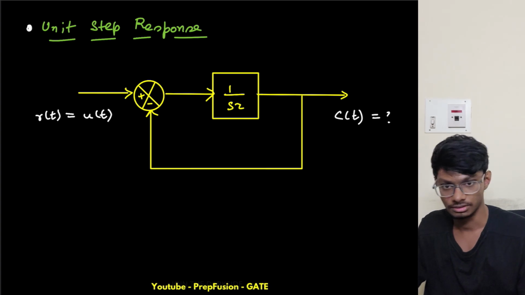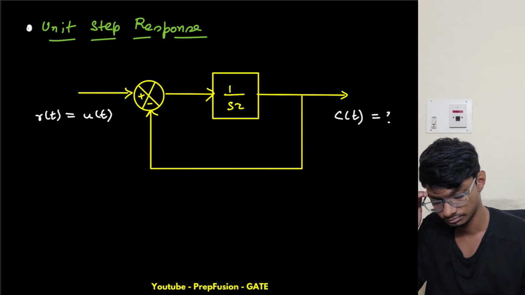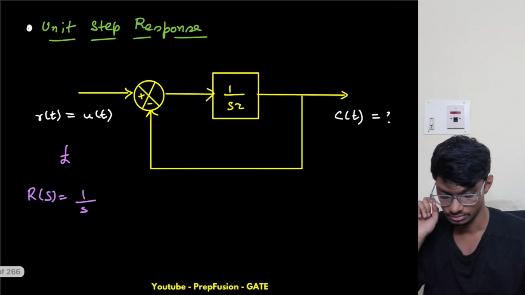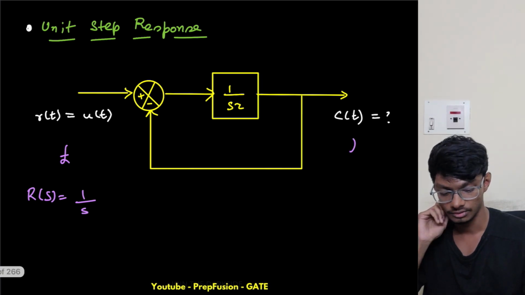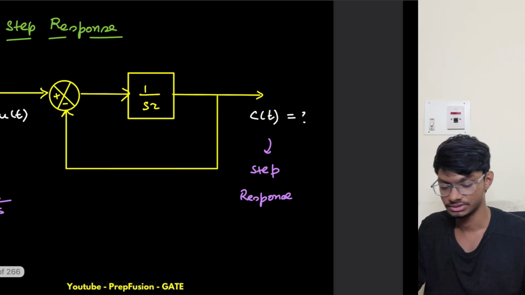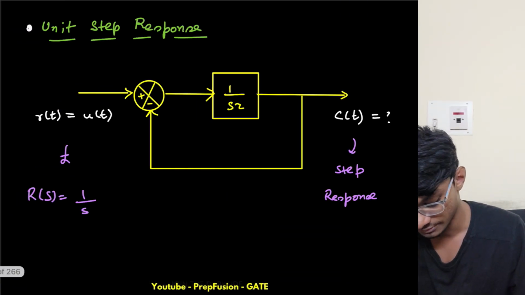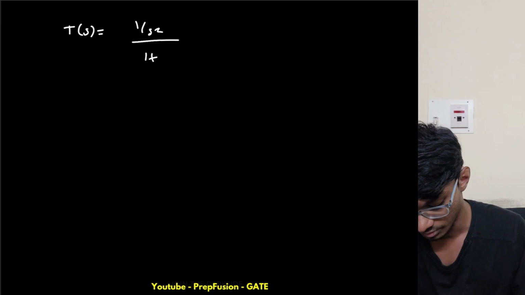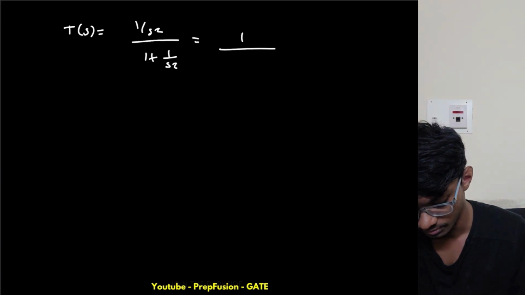So this time my r of t will be u of t, so my R of s equals 1 over s. This is my step response. So what is my step response, c of t? We'll do this quickly, we already know all this, right? What is the transfer function? The transfer function is G by 1 plus GH. So it is simply 1 by s tau by 1 plus 1 by s tau, so it becomes 1 by 1 plus s tau. This is my transfer function.